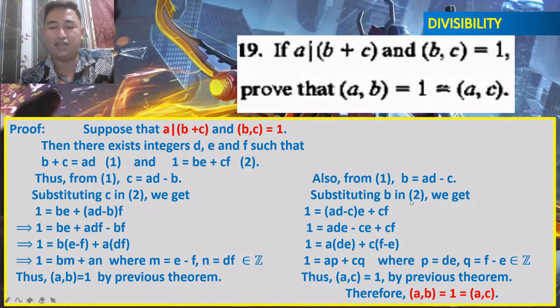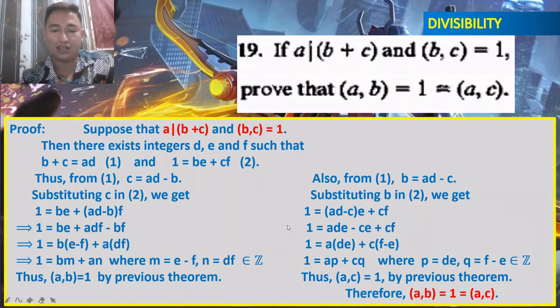So, substituting B in 2, substitute na dire sa ang B sa 2, we get, so 1 is equal to AD minus C times E plus CF. Tama? Kay AD minus C man atong B dara. Okay, distribute nato si E class sa next. So, ADE minus CE plus CF.